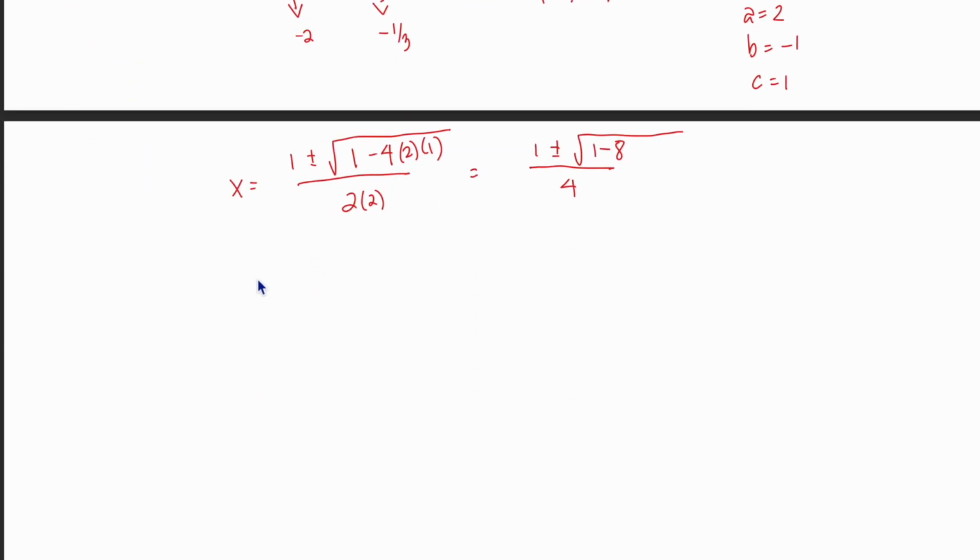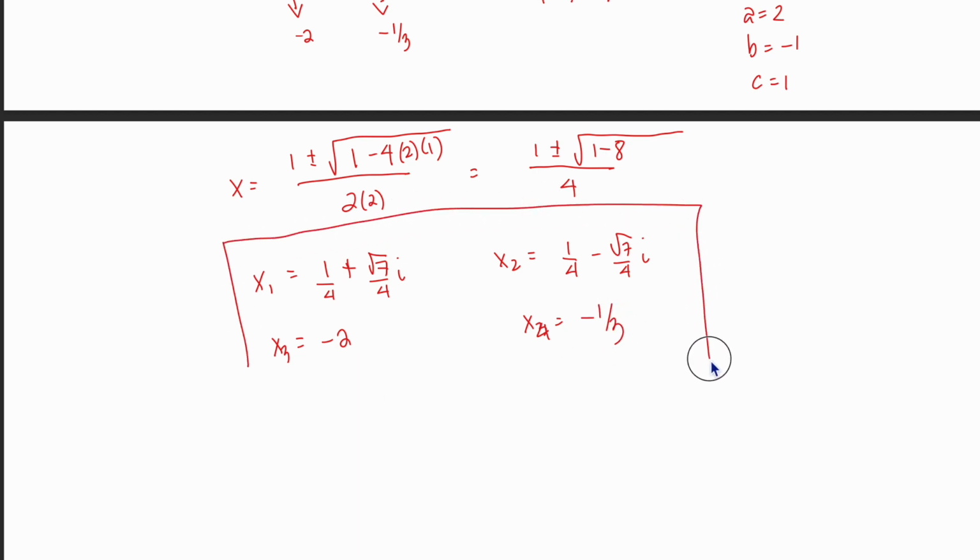So, ano yung mga roots natin? We have 1 over 4 plus square root of 7 over 4i. And the other one is 1 over 4 minus square root of 7 over 4i. At idagdag natin yung dalawa pang roots na negative 2 and negative 1/3. Eto lahat yung roots ng f of x natin. Dalawang real at dalawang imaginary.